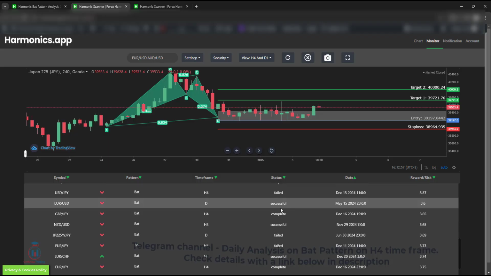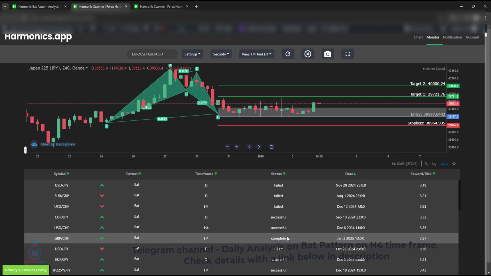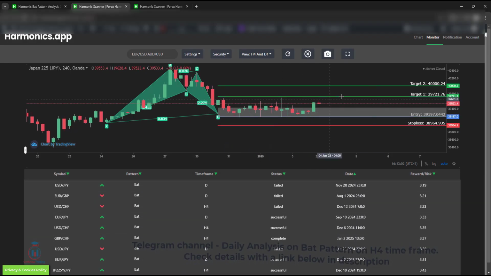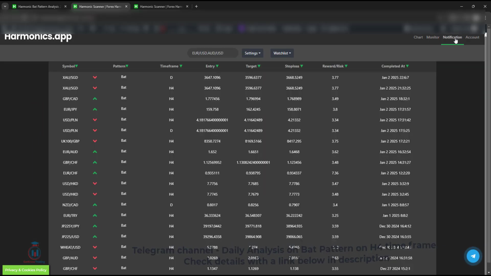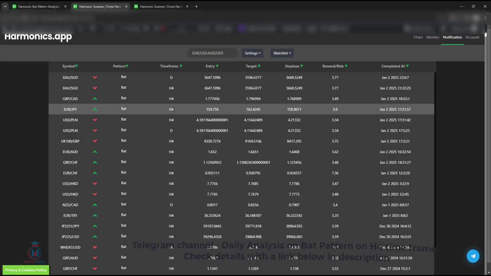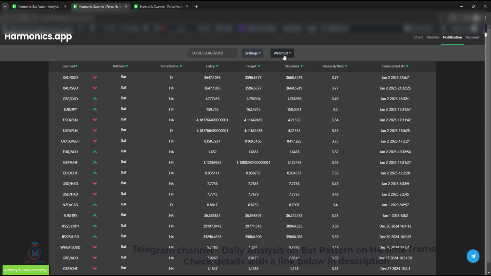Now you can see all the details here. You can check this table and also make some kind of analysis if you would like. Then you have here a notification where you have a list of all symbols that you have defined inside the settings and the watch list.